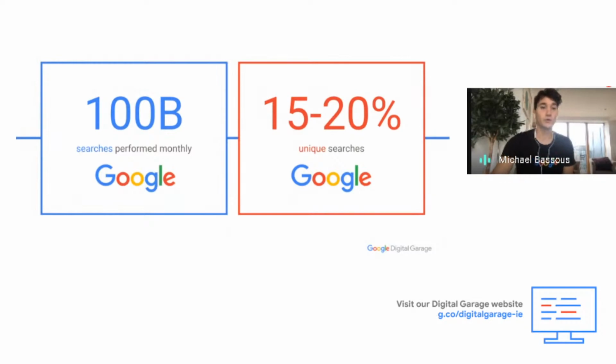On Google, there are around 100 billion searches performed monthly. And around 15 to 20% of those are unique searches. So you can do the math to see how many unique people search on Google on a monthly basis. When we talk about that kind of scale, it's huge. We're talking about billions of people searching on Google, from whom we're gathering anonymous data.